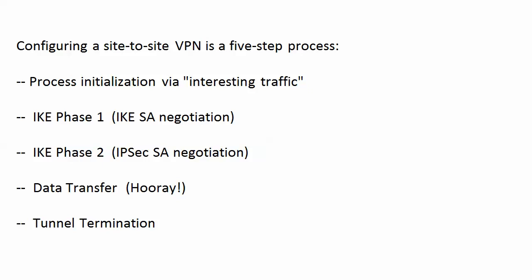We have the initialization of the entire process via what we call interesting traffic. We'll mention that again here in about 1 minute. Then we have IKE Phase 1, which is the IKE SA negotiation. Then we have IKE Phase 2, which is the IPSec SA negotiation. Finally, after all of that, huzzah, we have data transfer. And once we're done with our data transfer, of course, there's no reason to have the overhead of the upkeep of this tunnel of the VPN, so we want it to be torn down.